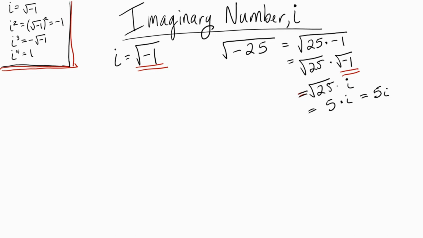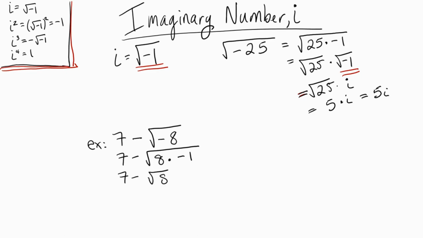So let's say instead we had 7 minus the square root of -8. Okay, so we have some stuff going on here. We have a -8 underneath our square root. So anytime you see that negative underneath your square root, you're going to think to yourself, aha, I need to use an i. So I'm going to break it up, and I'm going to do 8 times -1. And that means that I am going to do the square root of 8 times the square root of -1.